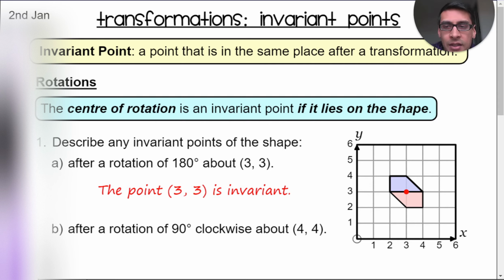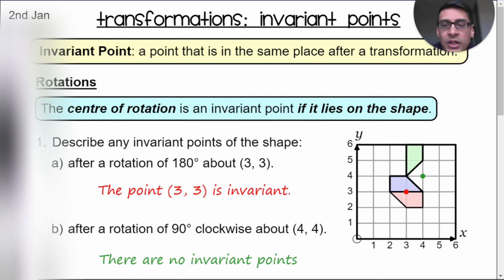So let's look at a second example here. If we're doing the same grey shape and we're rotating it about (4, 4), the green point here, you can see once you've done your rotation, there are no points on the original shape that have not moved. The whole shape has moved. So we can say there are no invariant points. This general rule applies to all types of rotations.